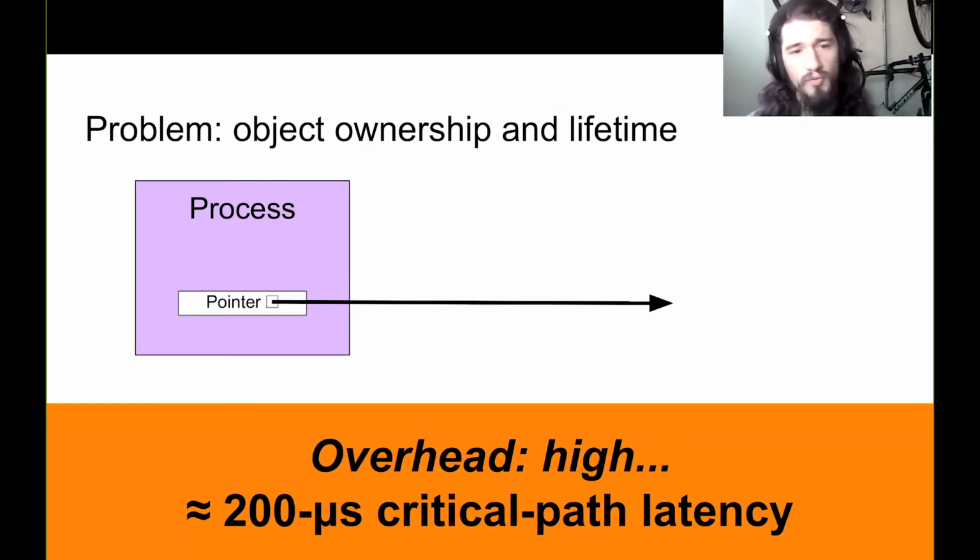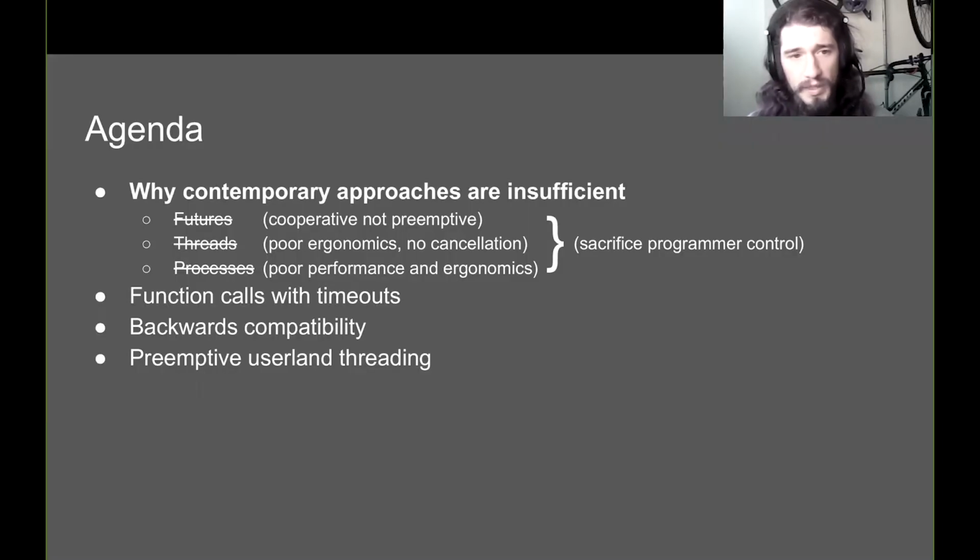Furthermore, there's relatively high overhead for creating a process, largely because the kernel needs to touch every page mapping in the memory space. And that takes about 200 microseconds on the critical path from end to end when you call fork. So we can eliminate processes because of their poor performance and ergonomics.